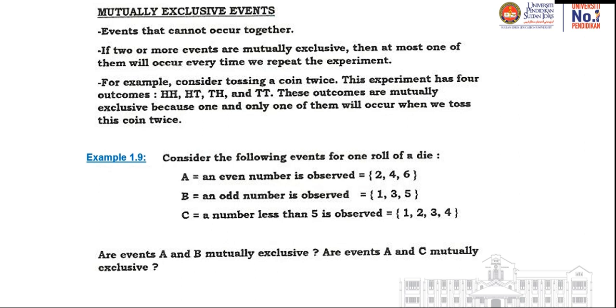So remember the definition. A mutually exclusive event is an event that cannot happen at the same time. Events that cannot occur at the same time, or cannot occur together.